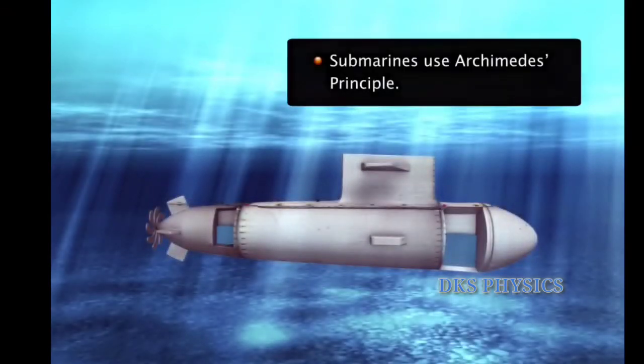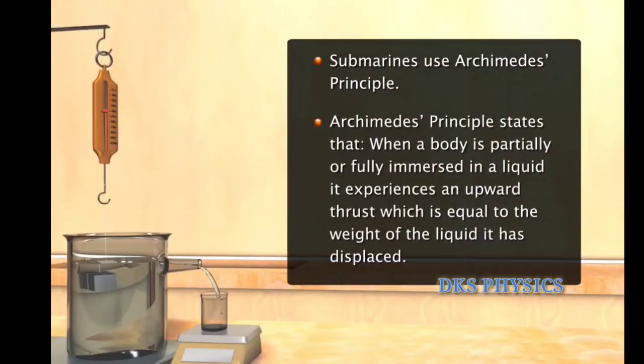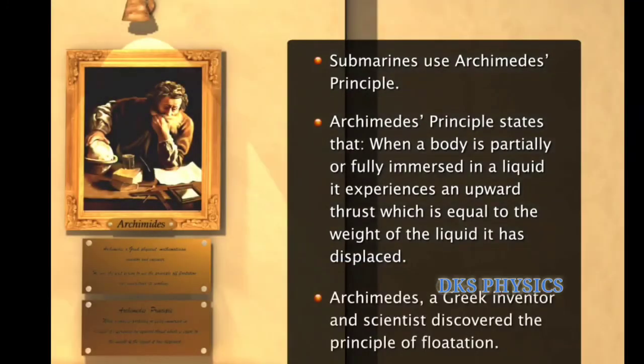Ships, submarines, hydrometers utilize Archimedes' principle. The principle says that the upthrust exerted on a body in a liquid is equal to the weight of the liquid it displaces. Archimedes was a great Greek inventor and scientist. He was the first one to understand the working of flotation. He explained this in his principle.